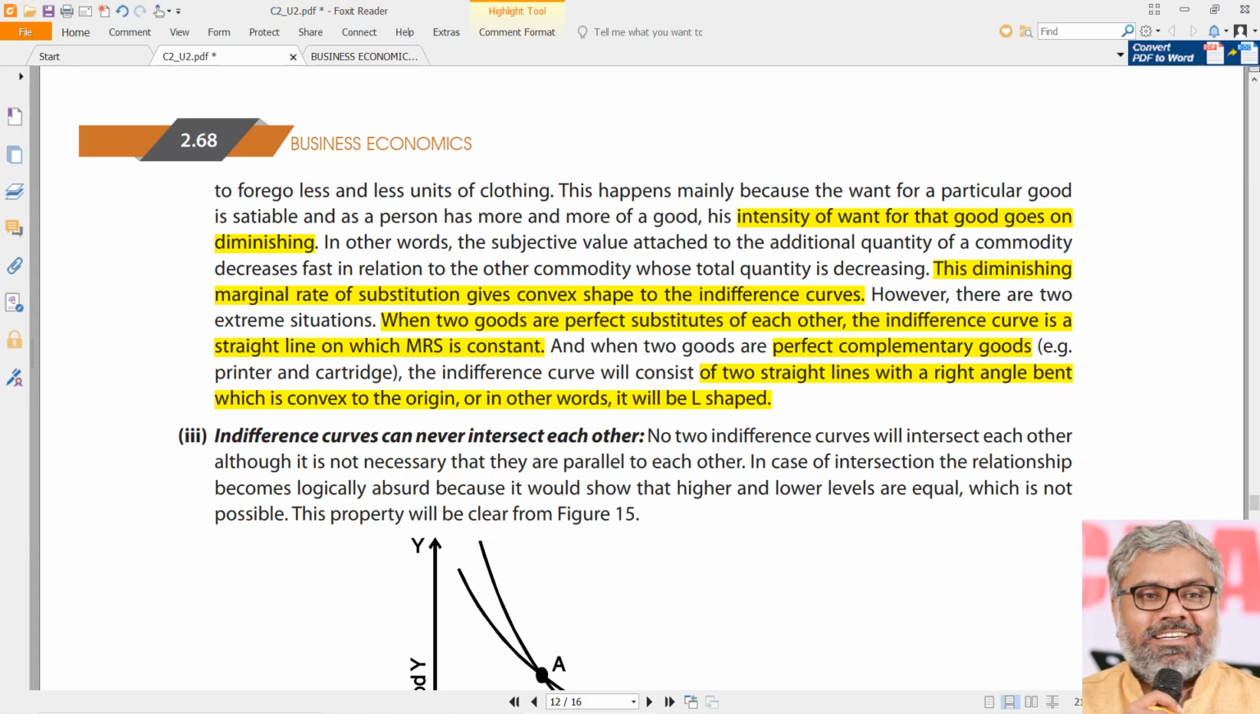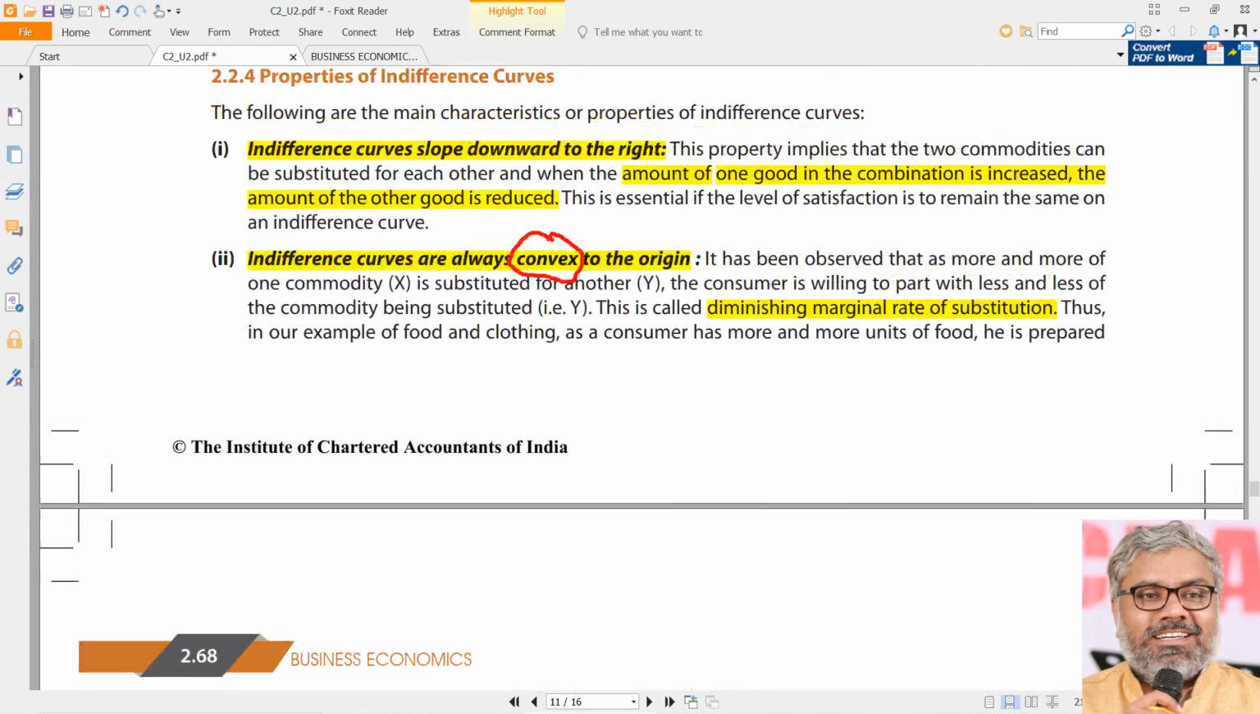And another point only to be noted, not to be tested at this level, is if the goods are perfectly complementary, then the indifference curve would have been L-shaped. L-shaped means it has a right angle between the two lines, like that. That is the indifference curve's nature, and the shape of the indifference curve is defined by what now? Defined by the marginal rate of substitution, simply speaking.